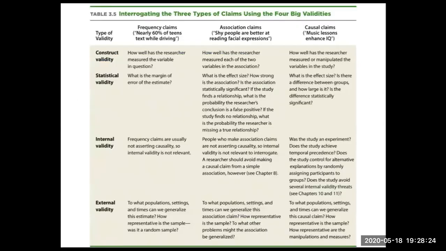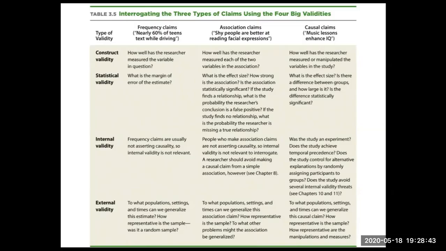So again, remembering the 4 validities and the 3 claims. In a frequency claim, in construct validity for all 3, we're asking the same question: how well did they define or measure the variables? So for a frequency claim, we have 1 measured variable. How well was that 1 variable measured?